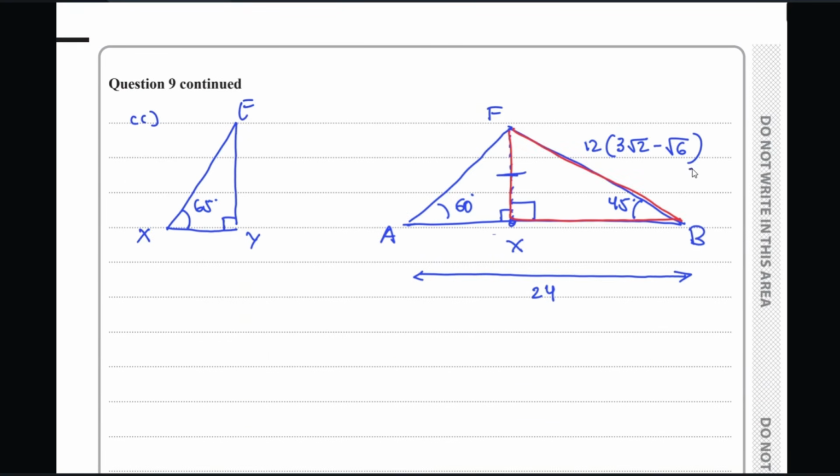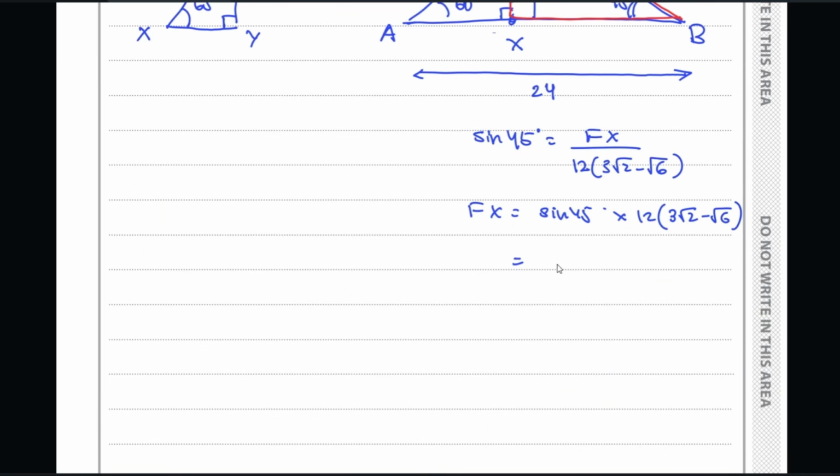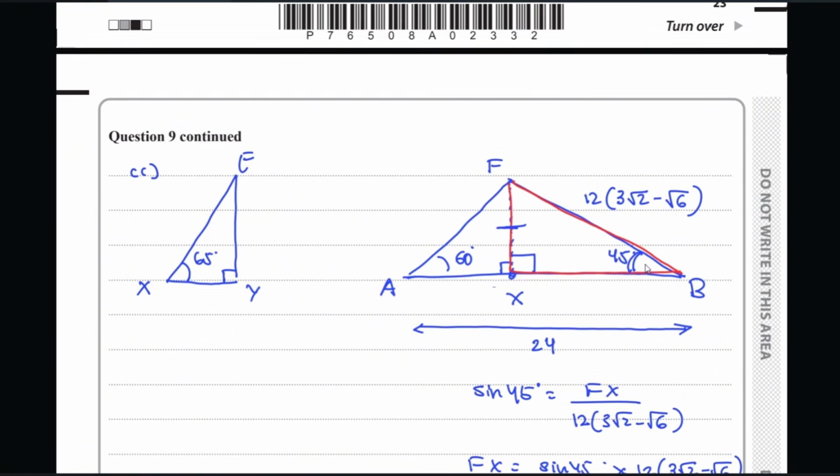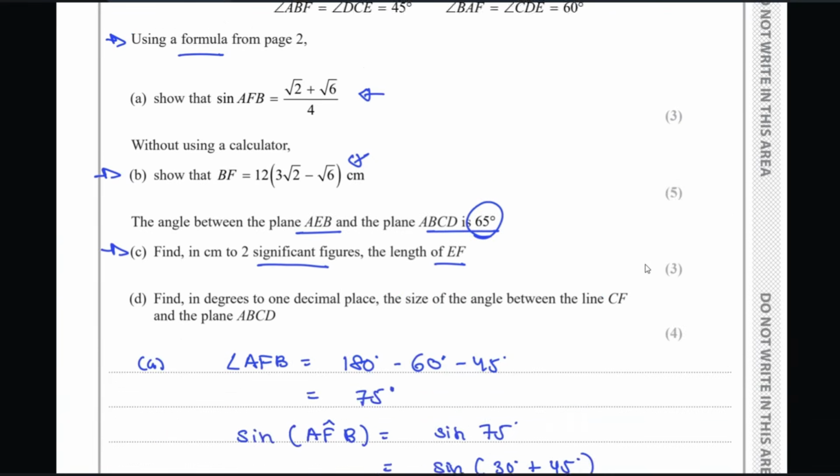So we want to find the opposite side for 45 degrees, and we know the hypotenuse. We'll be using sine 45 degrees equals opposite side FX divided by the hypotenuse, 12 times (3 root 2 minus root 6). FX is equal to sine 45 times 12 times (3 root 2 minus root 6). Okay, this is an exact value: 36 minus 12 root 3. That is FX.